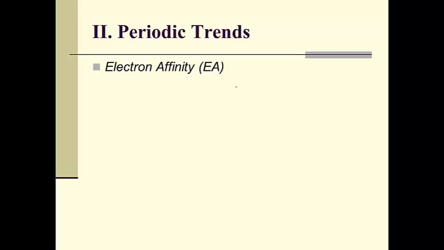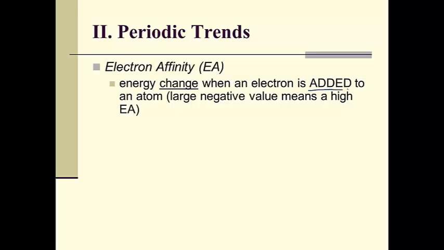Okay, our next periodic trend, electron affinity. This is the energy change when you add an electron to an atom. Now, when you take an atom plus an electron, if it gives off energy, then we say this energy has a negative value. But if it's an atom that requires an electron and you have to add energy to it, then we say this energy has a positive value.